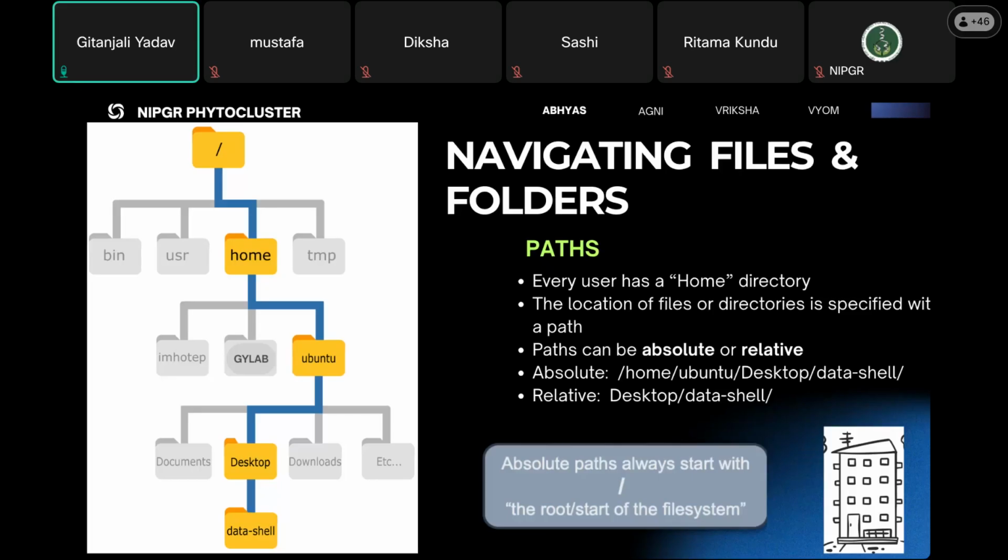Now, if I am GY, my home directory is the GY lab here. If you are from Shailesh's lab, then your home directory is SK lab. If you're from Alok's lab, then your home directory is AK lab, and so on, right?